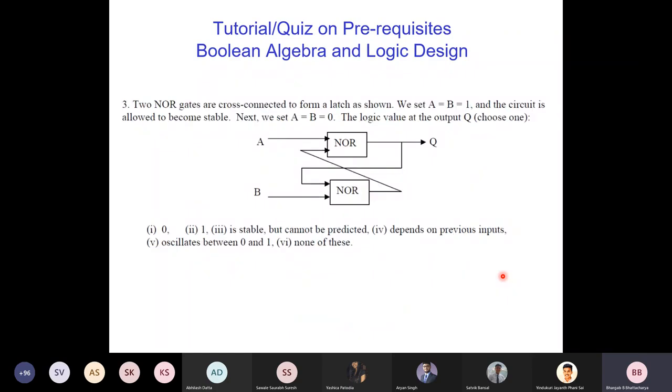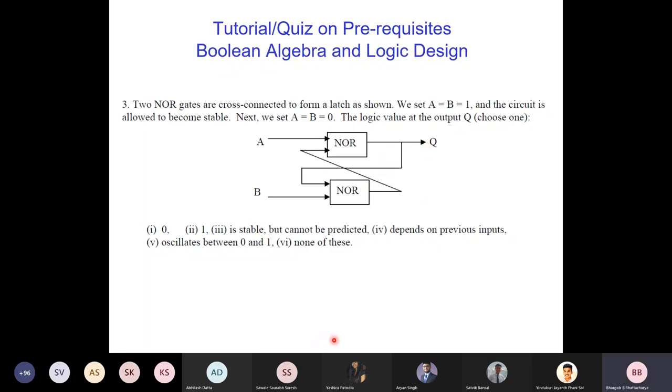All right, so let us move on to our third question. Here is an example of a latch. You have 2 NOR gates which are interconnected this way. We have A, B here, and the output of this NOR gate is fed back here, and similarly the output of this NOR gate is cross-connected to the input of this NOR gate here. So these are the 2 free inputs, and this is the output.